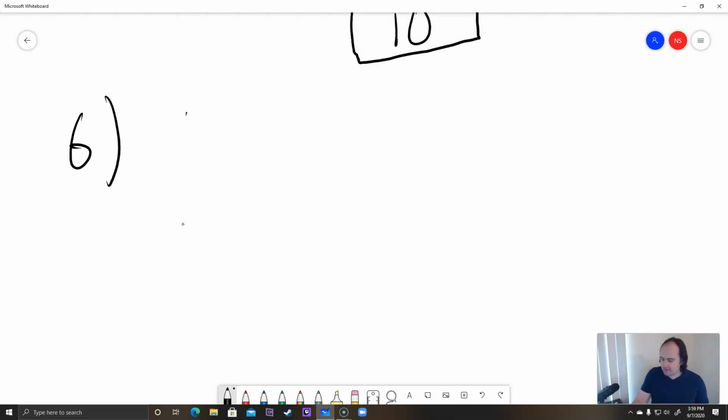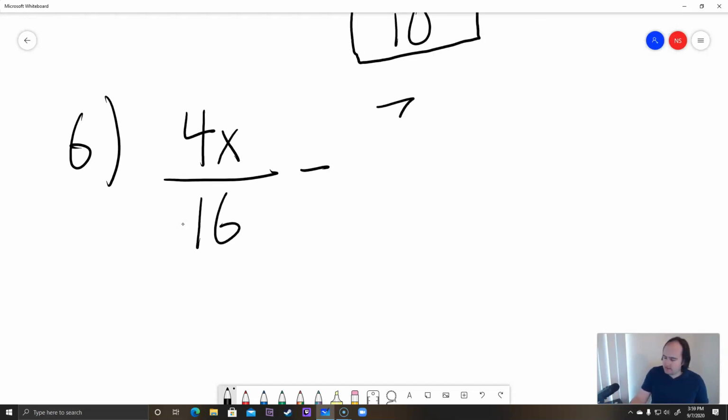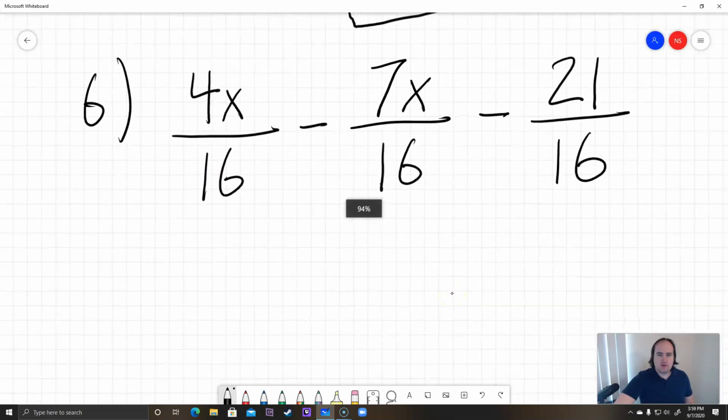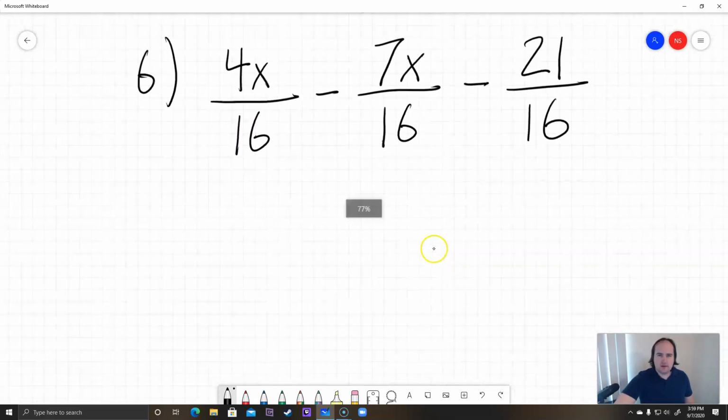For this one, we have 4x over 16 minus 7x over 16 minus 21 over 16. Okay? 4x over 16 minus 7x over 16 minus 21 over 16. And I have no idea why I made that so big, but I can zoom out a little bit here.